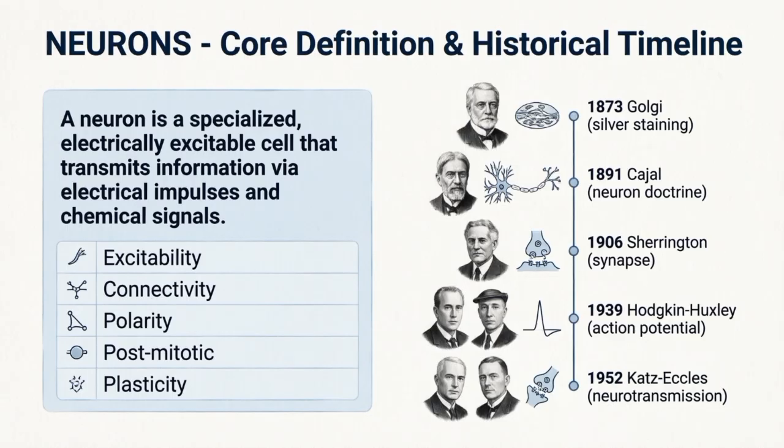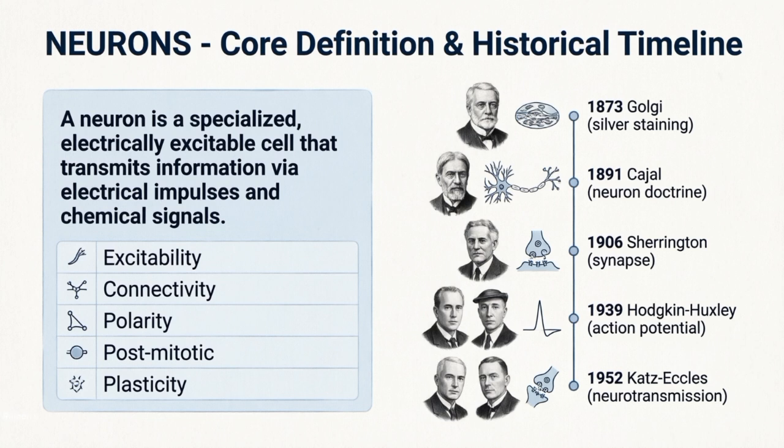Historical timeline. Now let us journey through the remarkable history of neuronal discovery. 1873, Camillo Golgi and silver staining. Italian physician Camillo Golgi developed a revolutionary silver chromate staining technique that allowed scientists to visualize individual neurons for the first time. 1891, Santiago Ramón y Cajal and the Neuron doctrine.